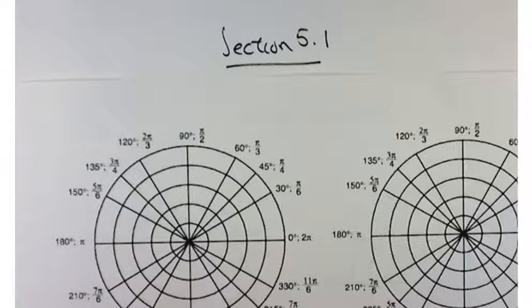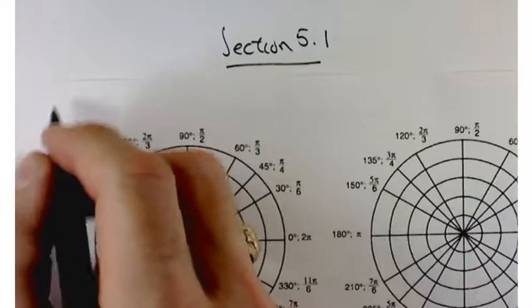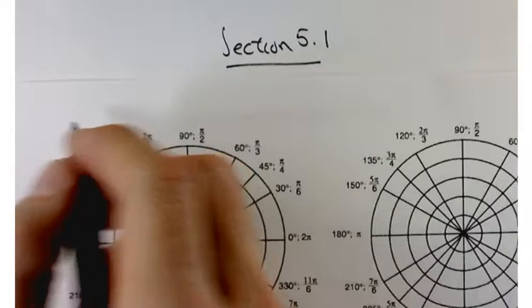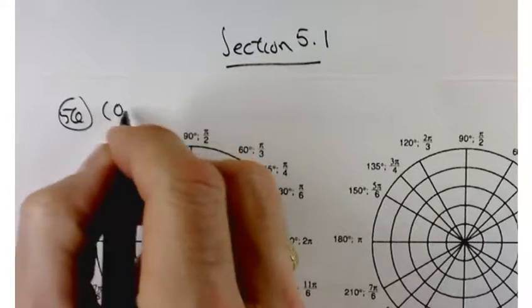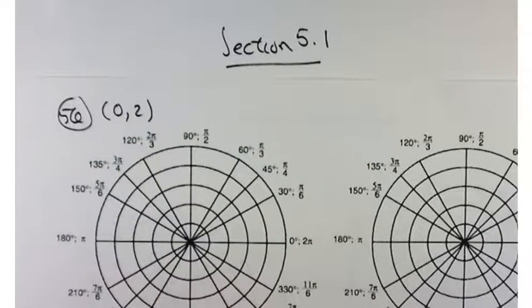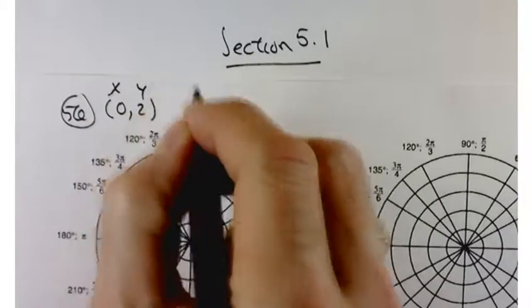Thank you. So let's start converting things in a different direction. We're going to start with rectangular coordinates and convert things to polar coordinates. So we'll start with problem number 56. We've got the point (0, 2). We want to convert that from x and y to r and theta.